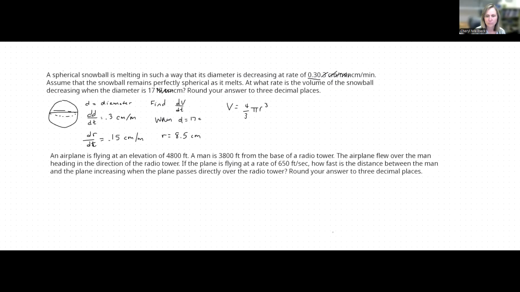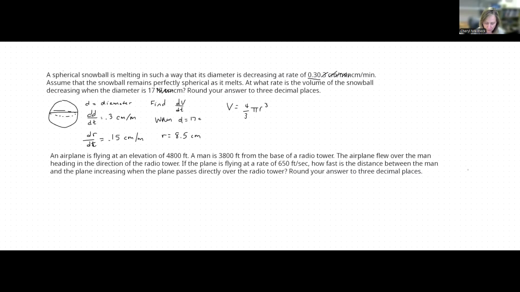Let's go here. All right, question 2. Your question 2 will probably be similar to this one. It says an airplane is flying at an elevation of 4,800 feet. A man is 3,800 feet from the base of a radio tower. The airplane flew over the man, heading in the direction of the radio tower. If the plane is flying at a rate of 650 feet per second, how fast is the distance between the man and the plane increasing when the plane passes directly over the radio tower? Round your answer to 3 decimal places.